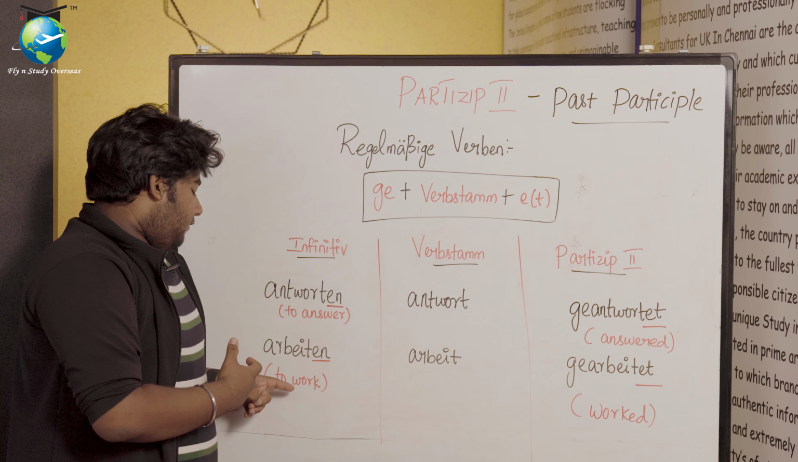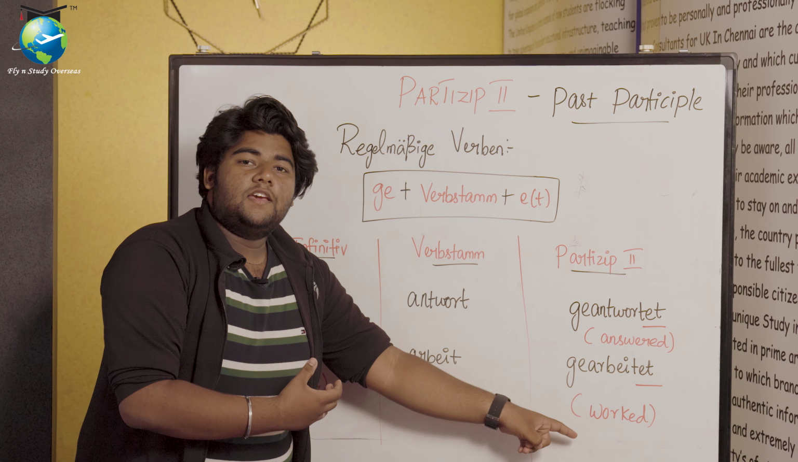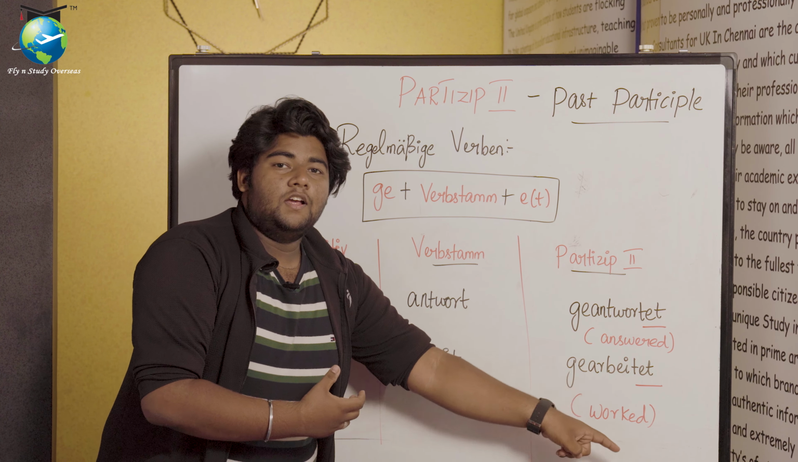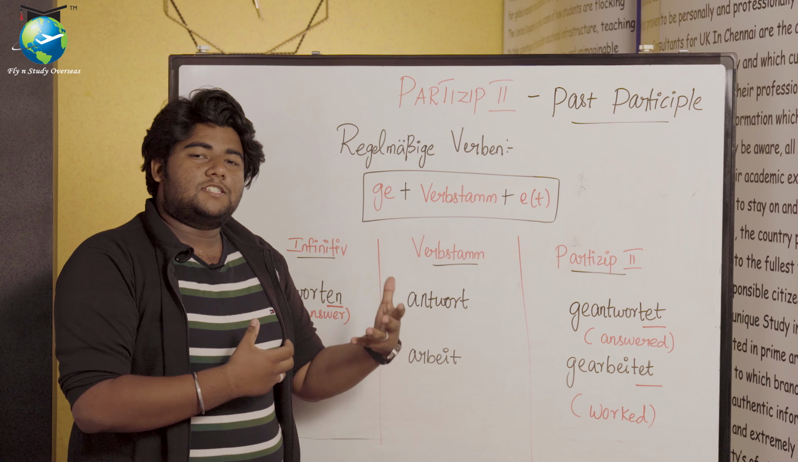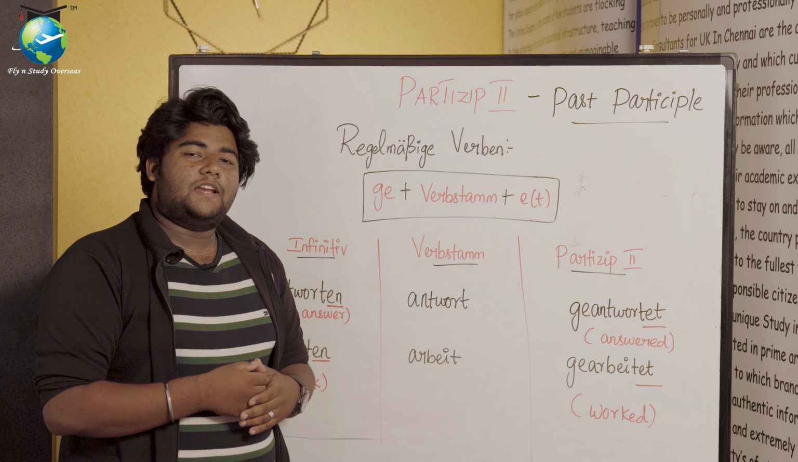So what is the infinitive form? To work, and here in the participles Y it is worked. So this is how you have to handle this exceptional case. And now let's see the verbs that end with IEREN.